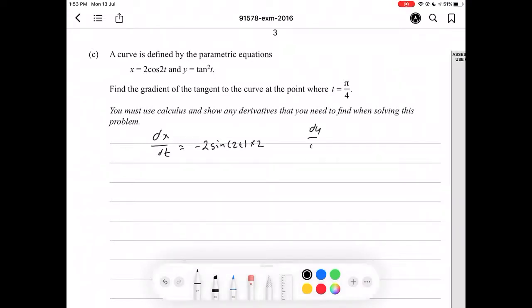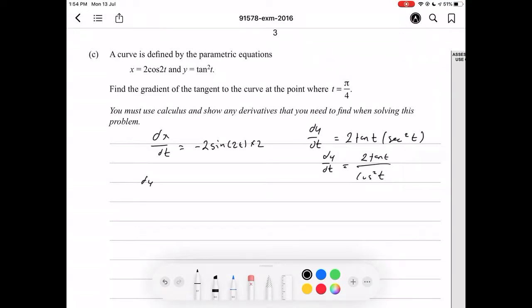For dy over dt, so tan squared t, we can use the chain rule. We take the power down, so it becomes 2 tan t, because we take the power down by 1, 2 minus 1, the power becomes 1, and we need to multiply by the derivative of tan t, which is sec squared t. To simplify this a bit more, dy over dt equals 2 tan t. Sec squared t is the same as saying 1 over cos squared t.